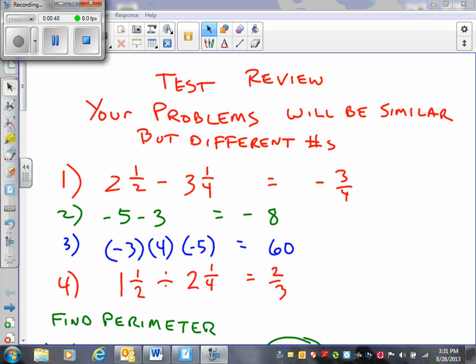Number 4, you've got a division problem with a couple of mixed numbers. You know how to enter the mixed numbers into the calculator? Press divide, you won't have a problem.